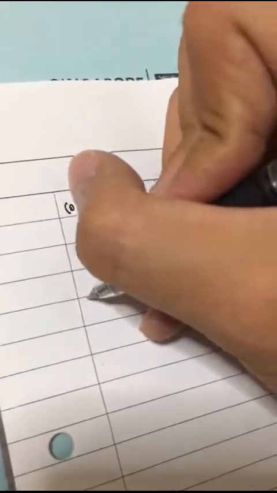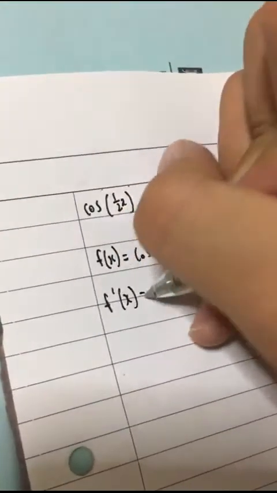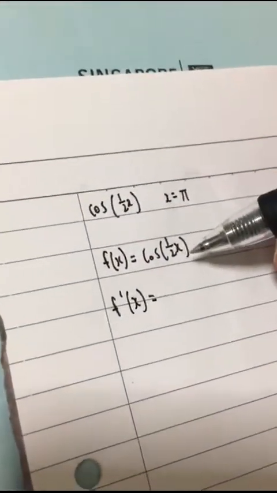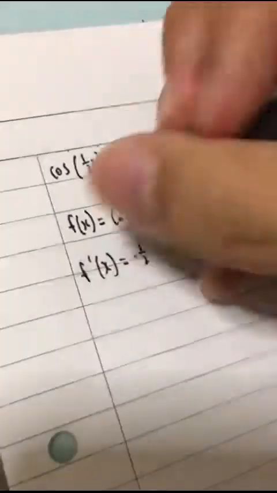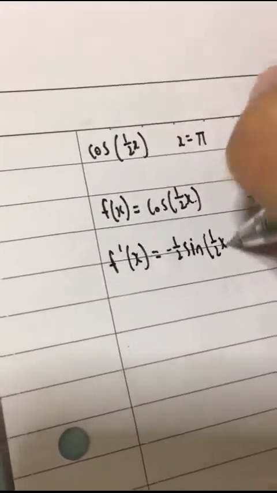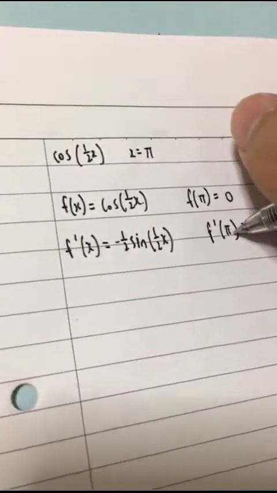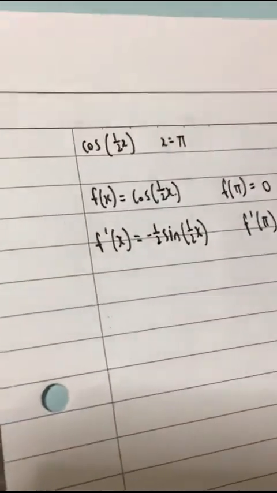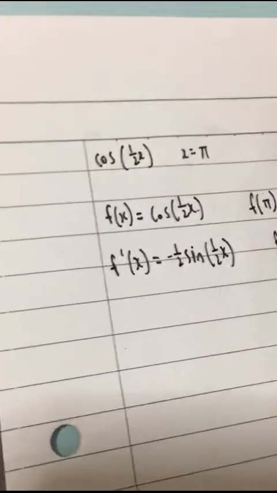The second one is f'(x). For this, you need to differentiate cosine half x, and you get negative half sine x. Then we need to find the value, so sub in pi into this equation, and you'll get negative half.